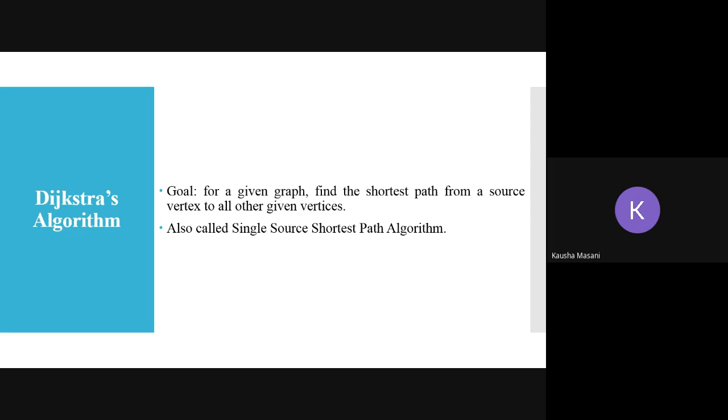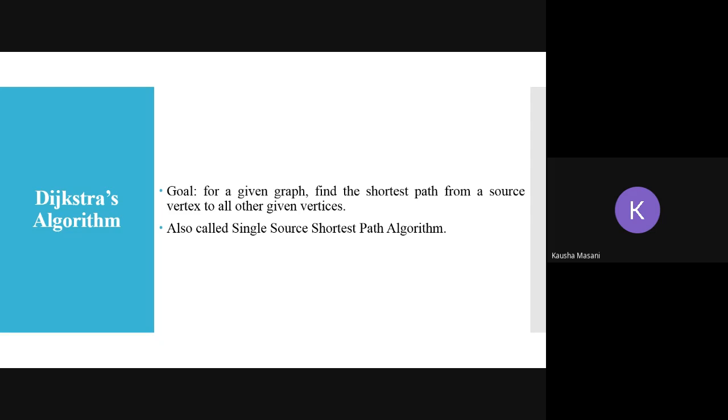Okay? And for the same reason, because your source is fixed, your Dijkstra's algorithm is also known as single source shortest path algorithm. So if by chance in the exam a one marker comes, what is another name for Dijkstra's? You guys should not be leaving it blank. Okay? And also try to learn how to spell this algorithm.